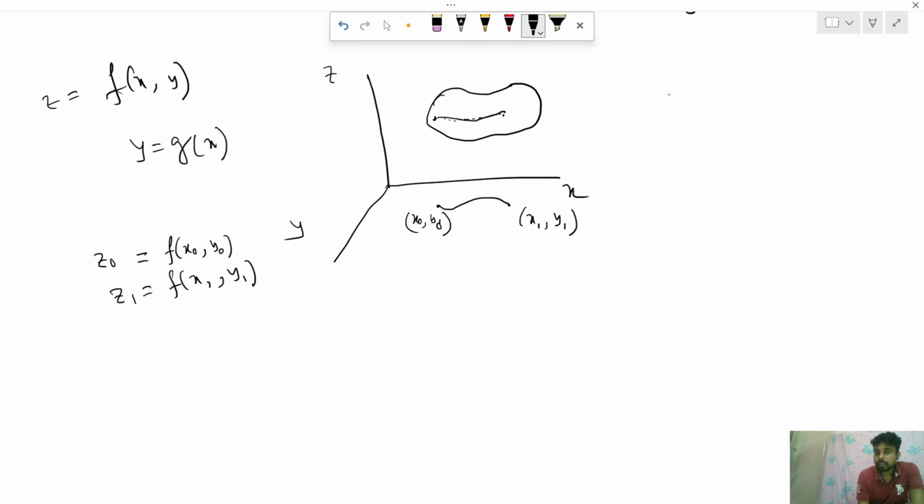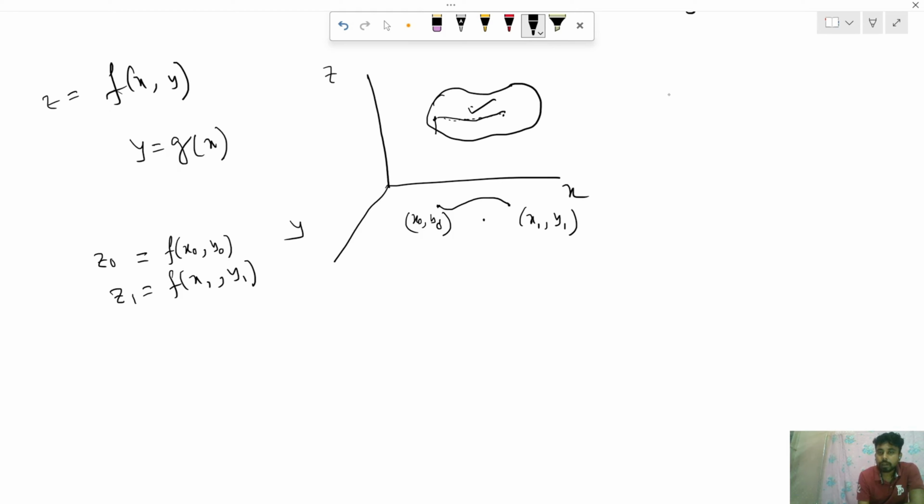Is there any relation between this curve and this curve? This curve is in the three-dimensional figure, and this curve is on the xy plane. So the curve on the xy plane, y equal to g of x, is basically the projection of this curve in the xy plane.